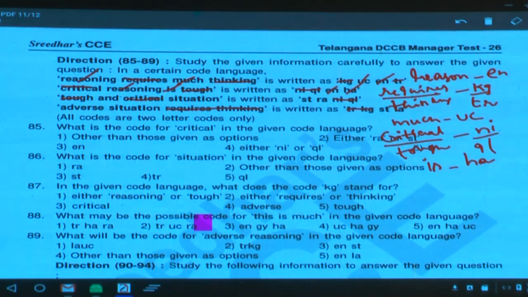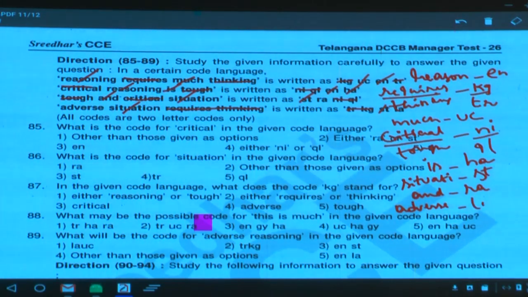Then compare the third and the fourth. Situation is the word which is common between the third and the fourth. As situation is common, what is the code common between these two? ST. The code for the word situation is ST. If situation is ST, then what is left over here? 'And' is left over, and the code for the word 'and' is RA. In the fourth statement, adverse is left over. What is the code for the word adverse? Adverse is LA, isn't it?